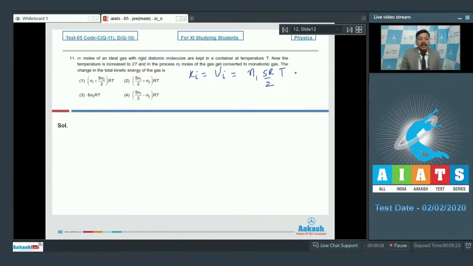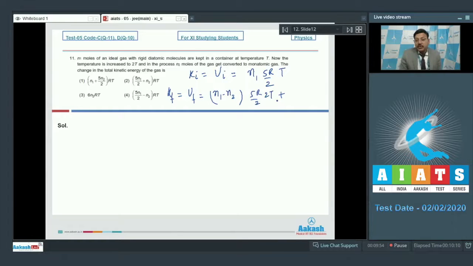This is the initial kinetic energy of the molecules. Now the temperature is increased to 2T, and N2 moles of the gas are converting into monatomic gas. So that means Kf, which will be same as Uf, the final internal energy, is equal to, now the number of diatomic moles will be N1 minus N2.